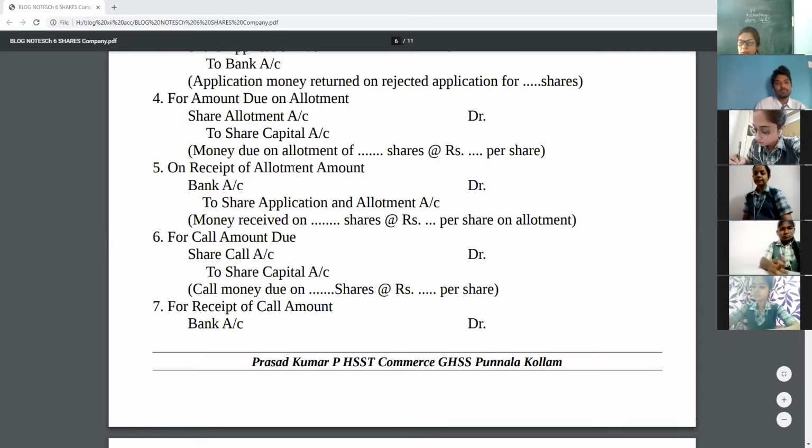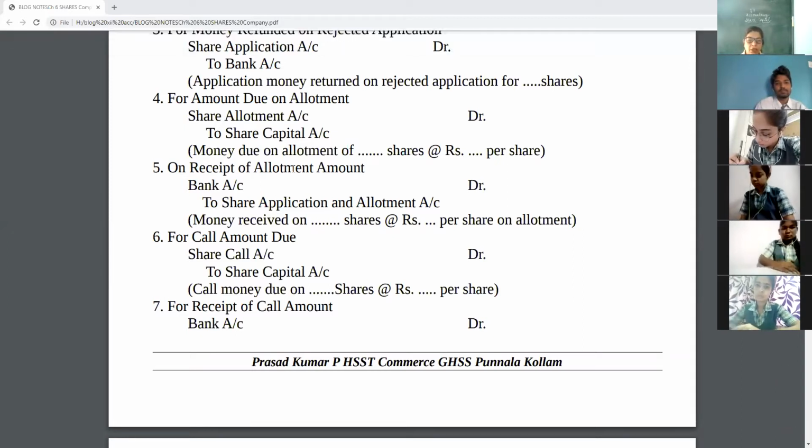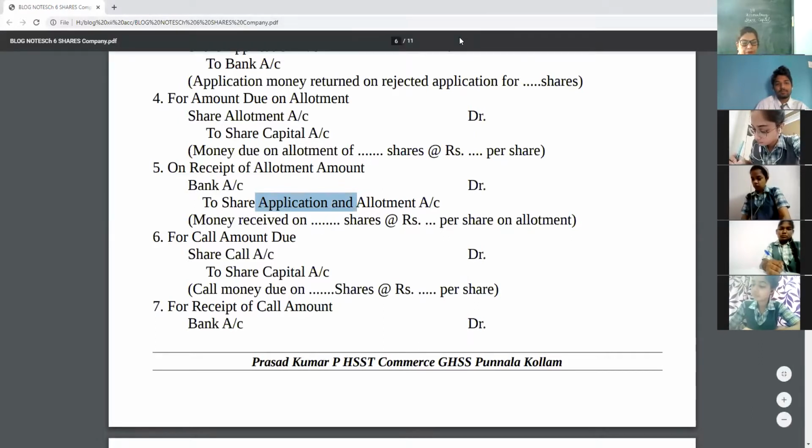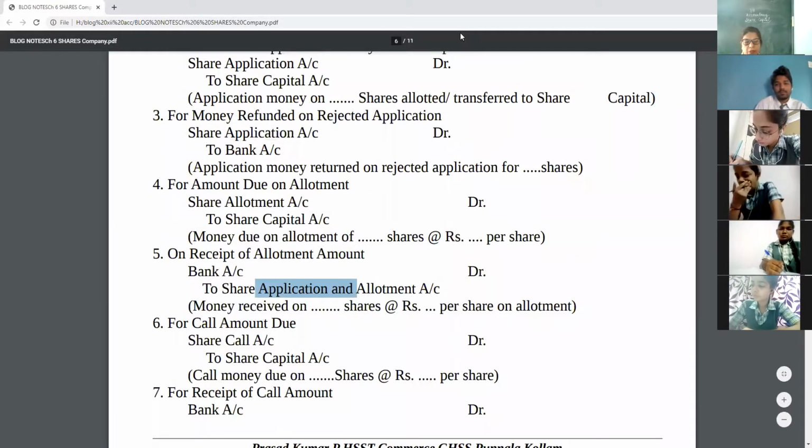The next, then the company receives the allotment money. So the same general entry, bank account debit to allotment. This entry I want to show to you. If the application and allotment money are received combined, then you can write application and allotment. Otherwise, there is no need to write this. Just allotment money means bank account debit to share allotment account. Now what I want to explain to you.